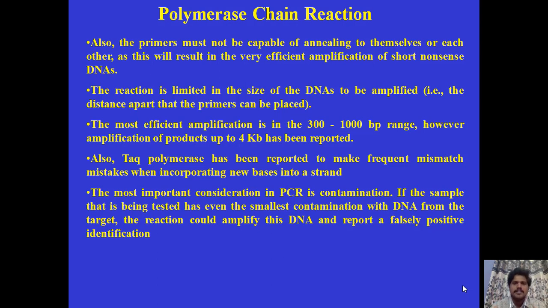The reaction is limited in the size of DNAs to be amplified, and the most efficient amplification is in the 300 to 1000 base pair range. However, amplification of products up to 4 kb has been reported. Also, Taq polymerase has been reported to make frequent mismatch mistakes when incorporating new bases into the strand. The most important consideration in PCR is contamination. If the sample being tested has even the smallest contamination with DNA from the target, the reaction would amplify, that is multiply, this DNA and report a falsely positive identification.